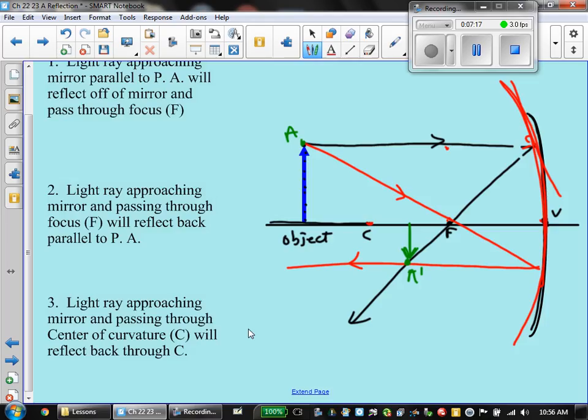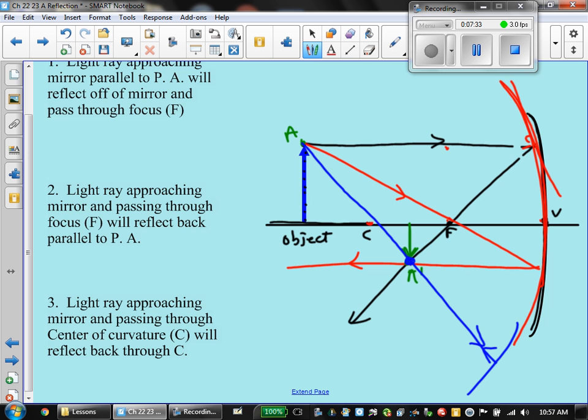So if I send a light ray in from A down through C, it also passes through the exact point, and it has to. All three rules have to work. It's going to hit the mirror, again, along a normal line, come right back out. And so all three of those points will hit at the same location.